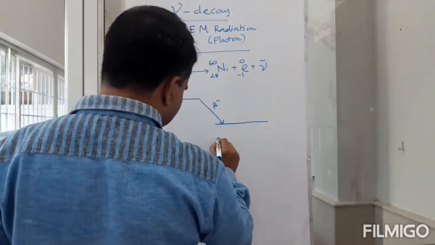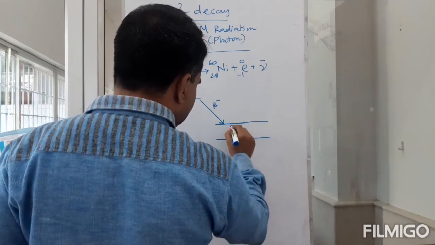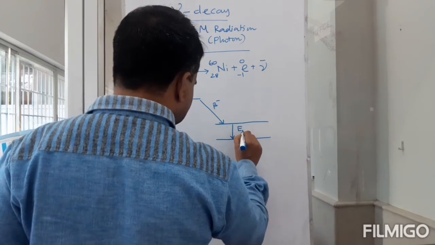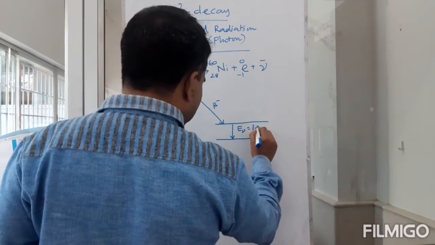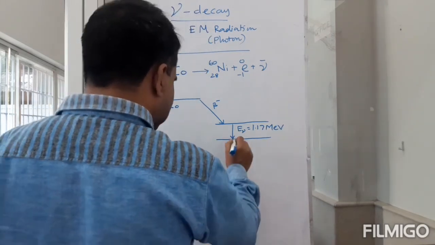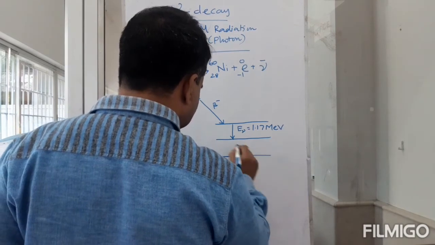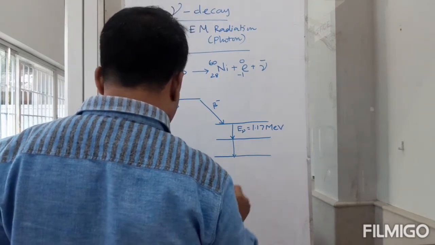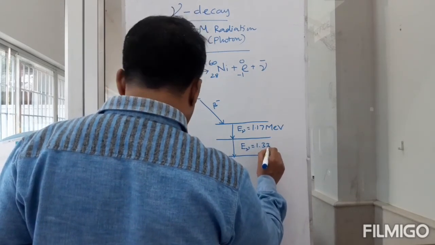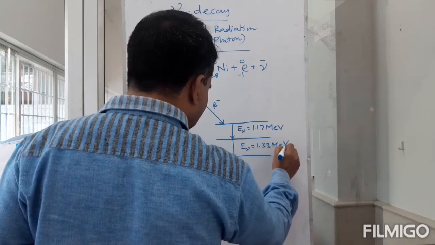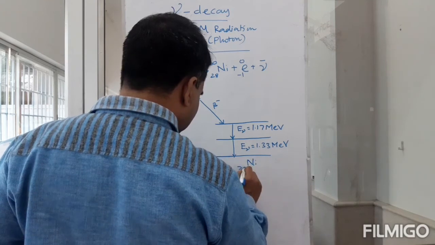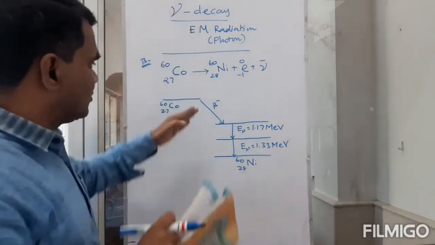So the first jump is an energy of 1.17 mega electron volt released. And from this to the other state, there is going to be gamma radiation energy of 1.33 mega electron volt released. So then you get nickel 28, 60. So this is also nickel.